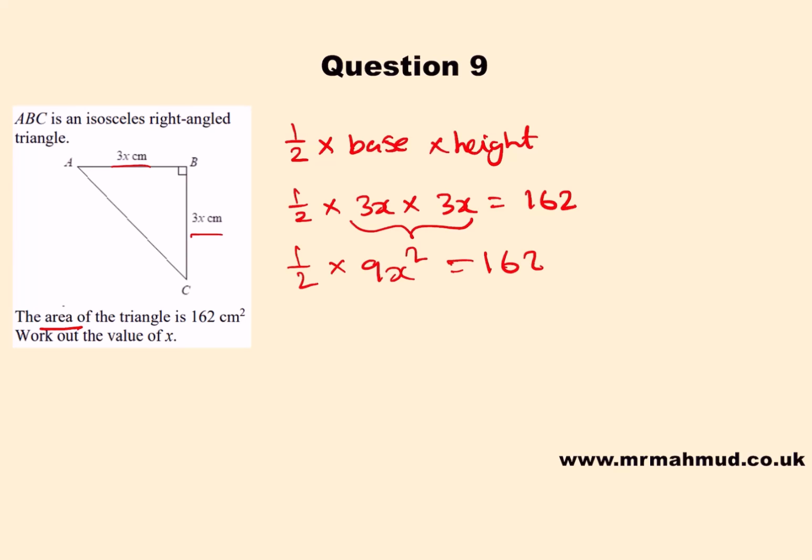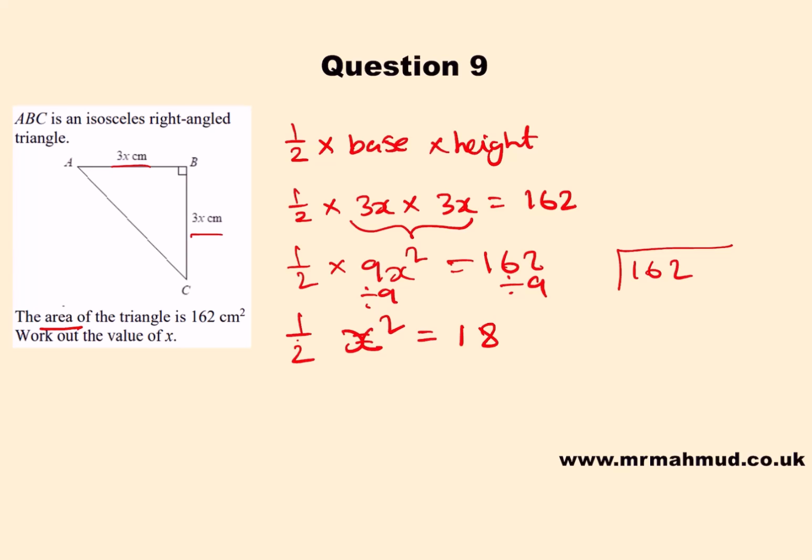Now this can be a bit tricky, so first of all we can just divide it by 9 on both sides. You can times it by 2 on both sides if you want, but I'm going to find it easier just dividing by 9 on both sides. So that gives us half x squared is equal to 18, because 162 divided by 9 is 18. You can do a quick calculation here if you want.